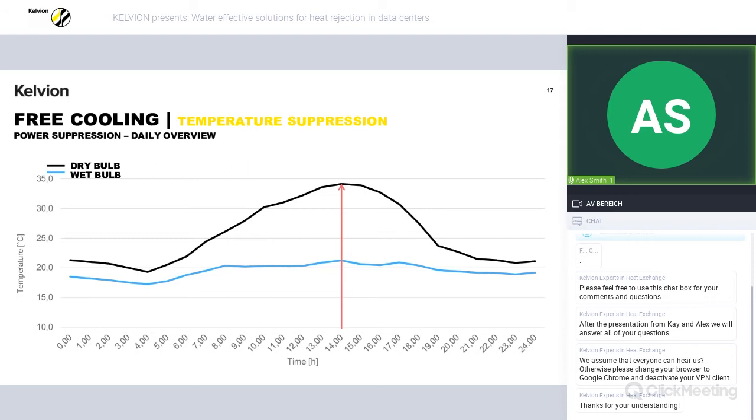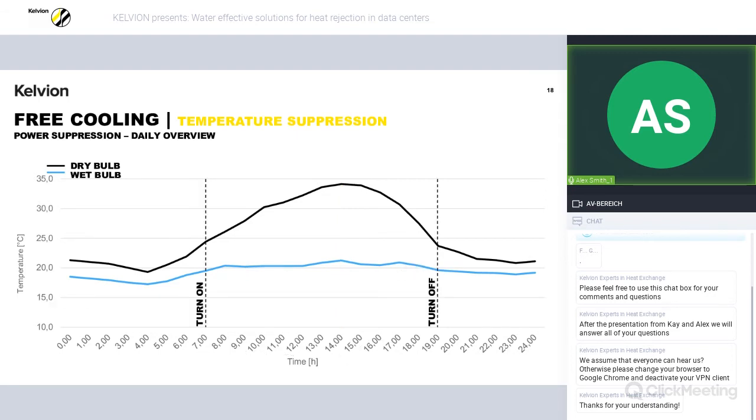A cooling system will have to adjust in order to compensate, typically by raising and lowering fan speed. This peak at 2 p.m. corresponds to a peak power consumption for a dry cooling unit. And as we can see here, the wet bulb temperature is far more consistent.